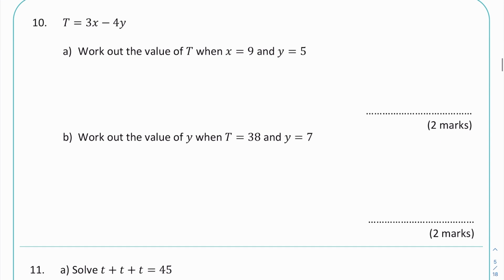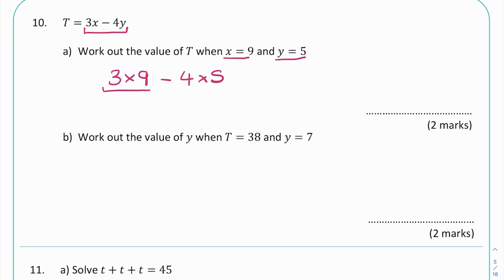On to question 10, we have some substitution. So it says t is equal to 3x's take away 4y's. Work out the value of t when x equals 9 and y equals 5. Now when you're substituting numbers in, we're going to sub it into this expression on the right. So you have 3 x's and x is 9. So you have 3 times 9, and we need to take away 4 of the y's. Y is equal to 5, so 4 times 5.